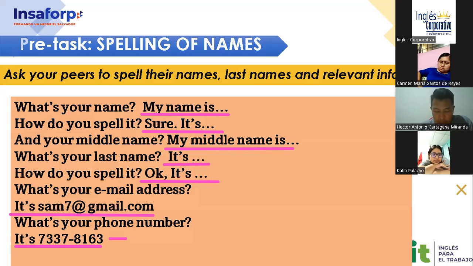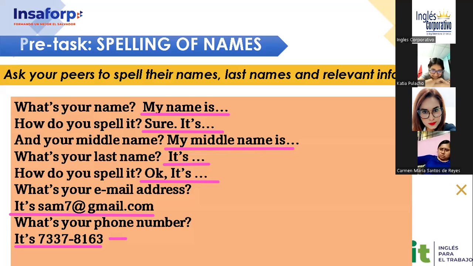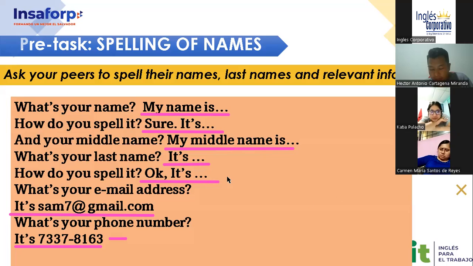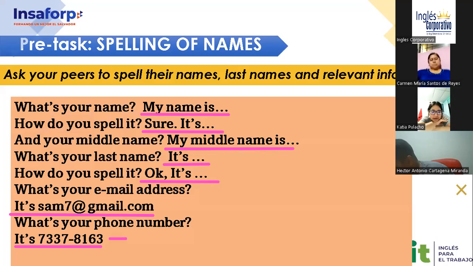What's your email address? K A E L E N A, no sé cómo se dice guión bajo. Underscore. Underscore. Underscore, arroba at gmail.com. Tomen apuntes ahí, chicos, del arroba y del punto.